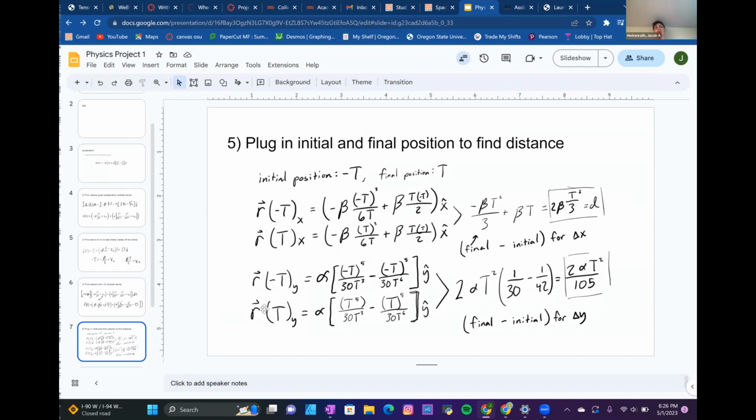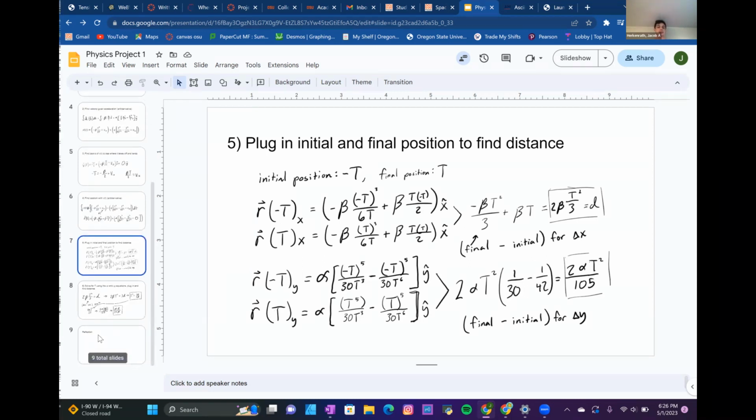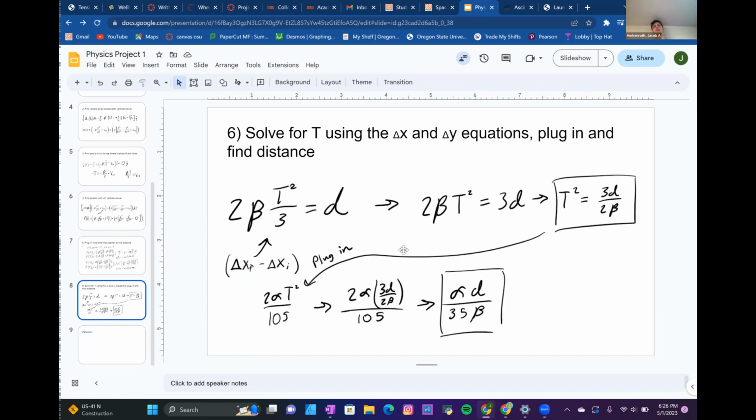And then we're going to do the same for y, where we're going to plug in both the zeros, negative T and big T. And we are going to get this kind of rounded out 2 alpha T squared, 1 over 30 minus 1 over 42. Again, calculations, and then we get a simplified 2 alpha T squared over 105. And from there, we now solve for T using the delta x and delta y equations, where we plug in and find distance, where it's 2 beta T squared over 3 equals d. And then since we have that, we're going to try to isolate T squared by itself, which we can do by just doing a couple of algebra steps. We get T squared equals 3d over 2 beta, which looks awfully close to our delta y equation.